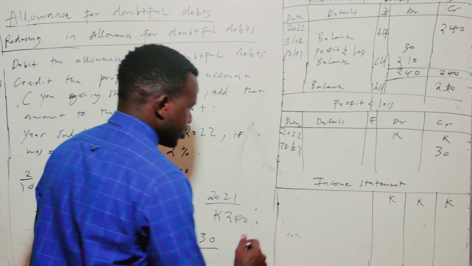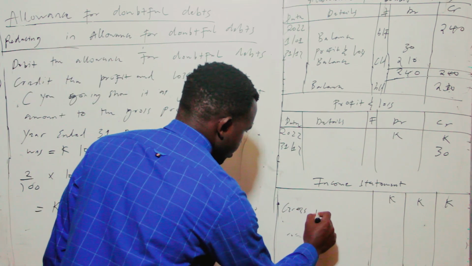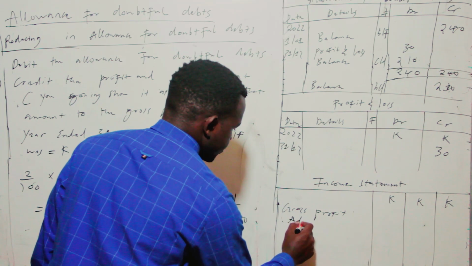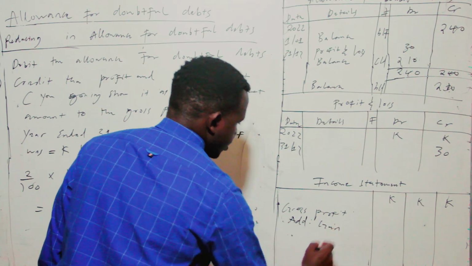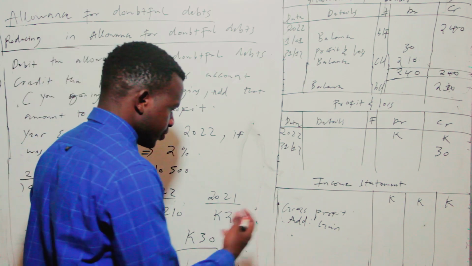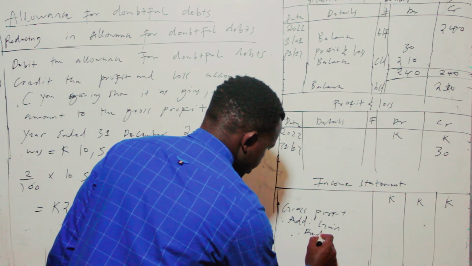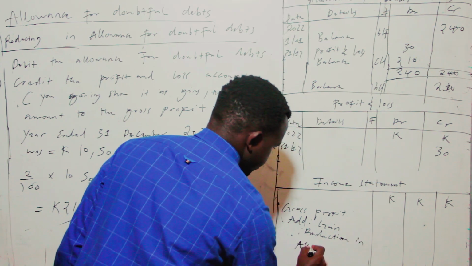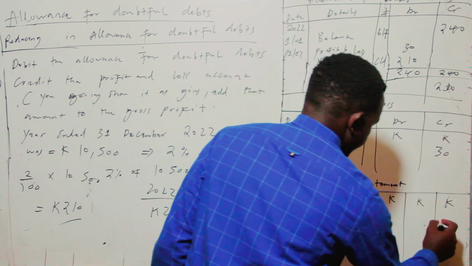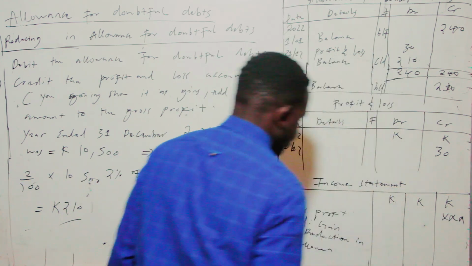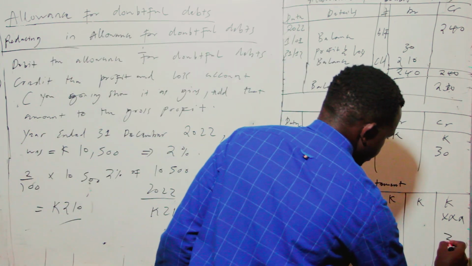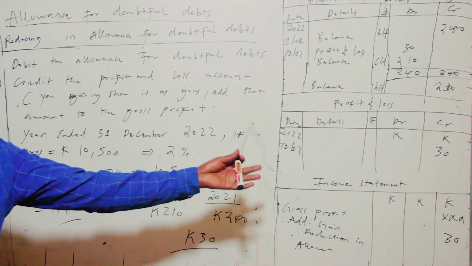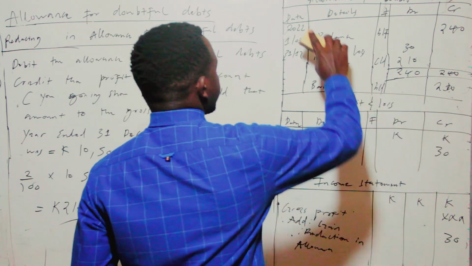So in the income statement, we're going to have gross profit. Then we're going to say add gains. And since there is a reduction, we're supposed to add that figure. So reduction in allowance. So if we have gross profit of X, so reduction in allowance, that's 30. So we're supposed to add a 30 kwacha. So that's how you can show the income statement. Let us look on how we can show the balance sheet.